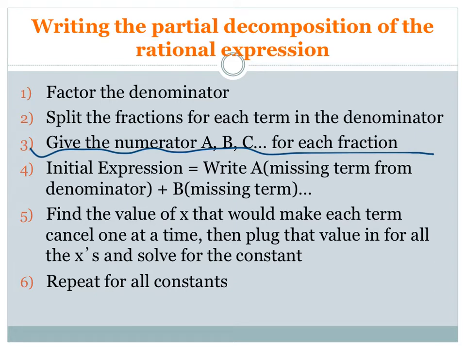Then once you do that, you're going to find the value of x that's going to cancel those variables out one at a time. So we want to first cancel out A, then we want to cancel out B, C, however many there are. And by doing so, you end up solving for the other ones. And then you'll take at the end whatever A, B, C is, which will be numbers, and you'll plug them back into what you got at the beginning.